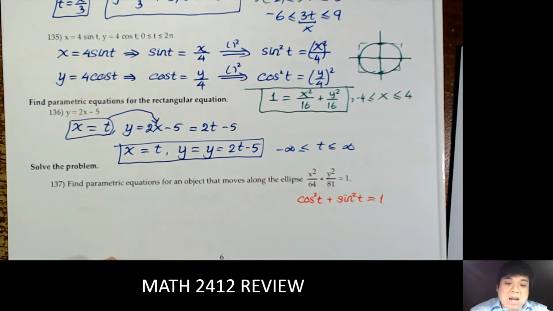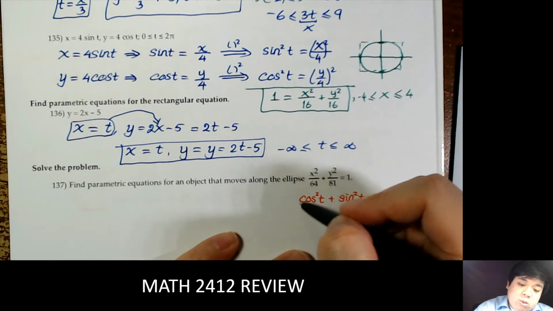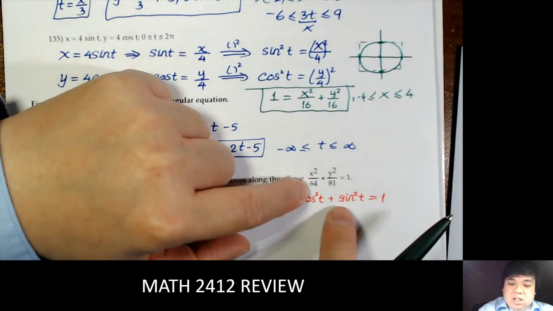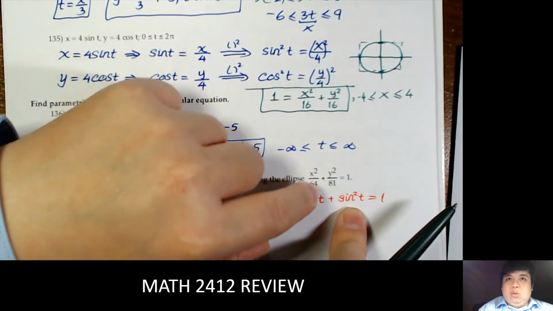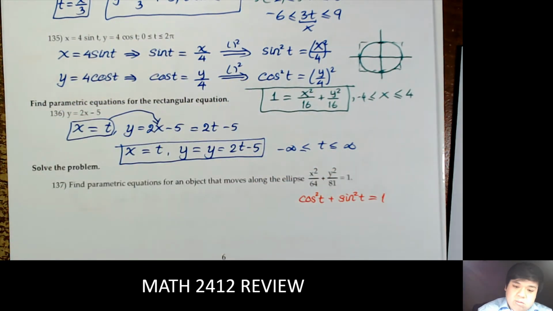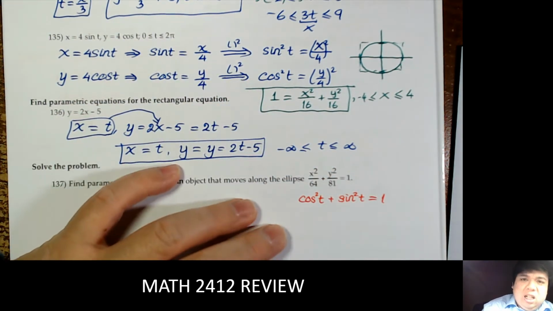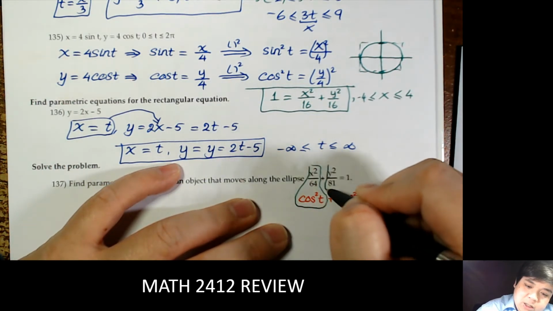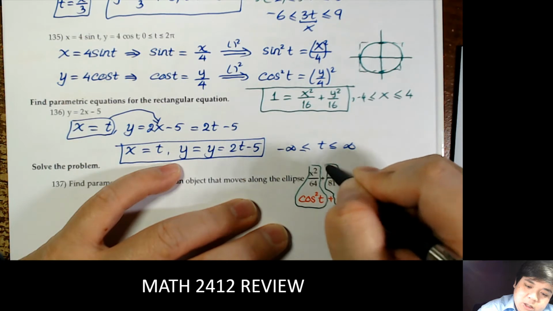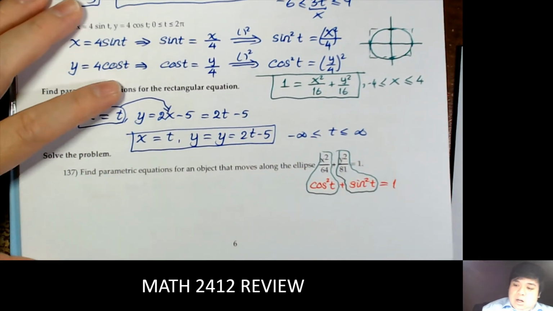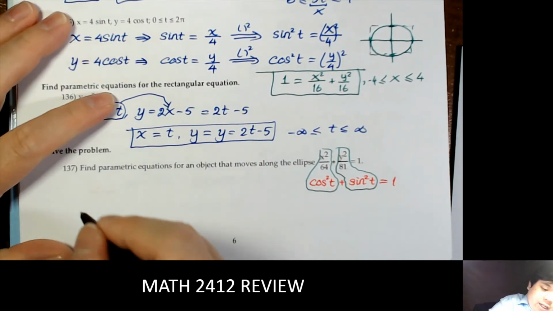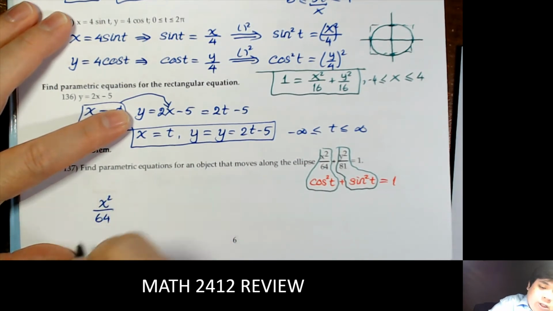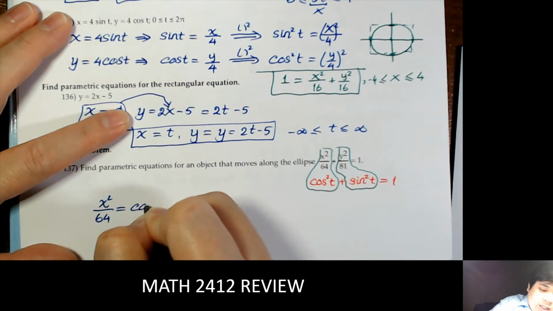So then we can match. We can either match this with the cosine squared and that with the sine squared, or the x squared over 64 with the sine and the y squared over 81 with the cosine. Either way works, but I will just do this. So we write, let x squared over 64 equal cosine squared of t.